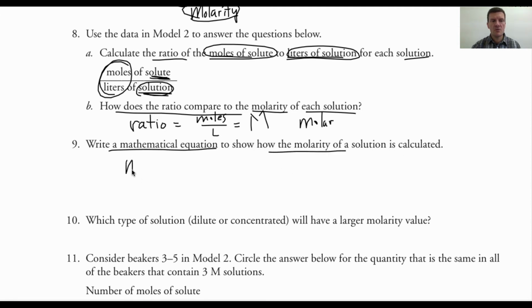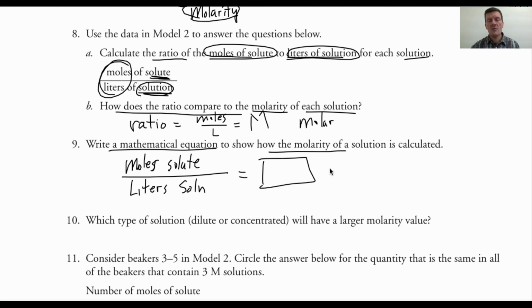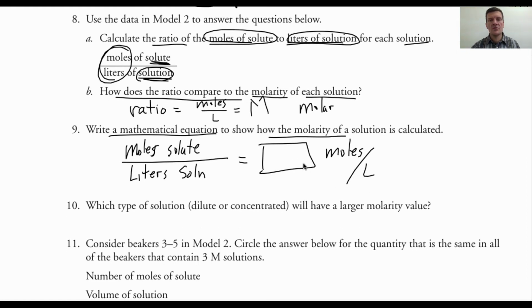You're going to take moles of the solute, divide by the liters of the solution. You take those two numbers and your answer is always written in certain units: moles per liter. The reason why we write it per liter is so we can compare.